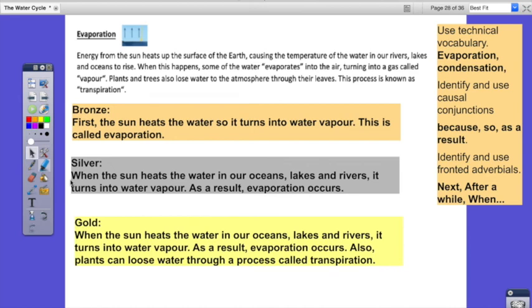So again, you can pause this video, write your evaporation paragraph. You might want to add pictures as well. You might want to present it as a nice information text, or you might just want to write the paragraphs. It's up to you. As long as you're getting this grammar in, your teacher will be happy.